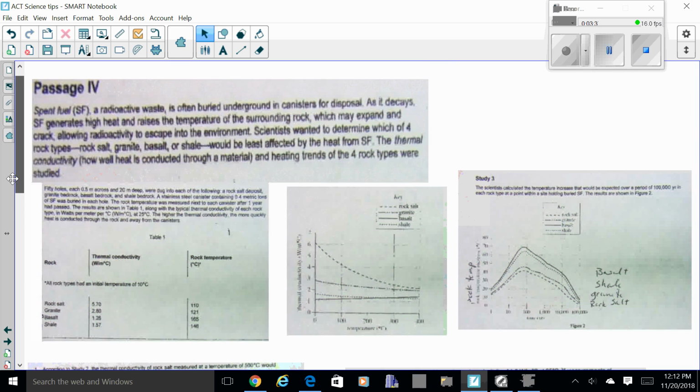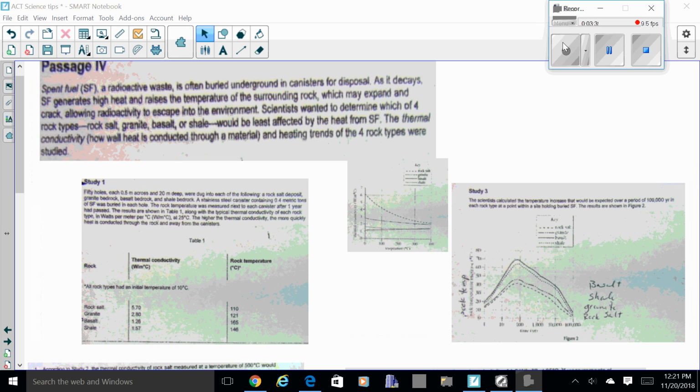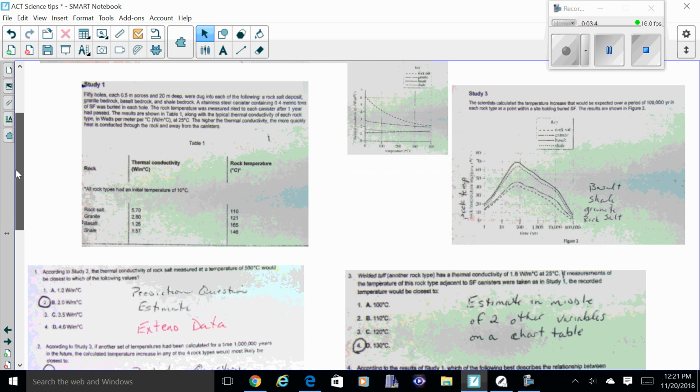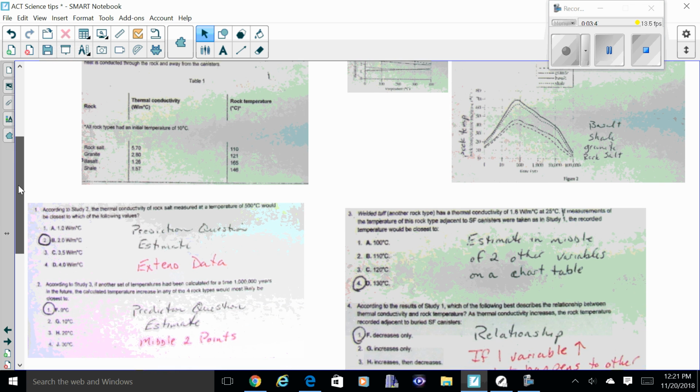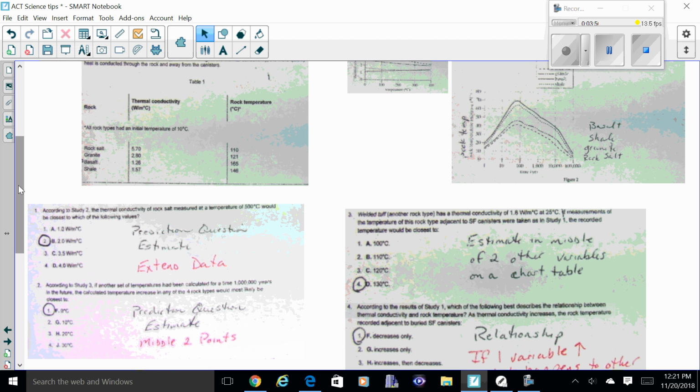Okay, so just like we did last time, we're not going to read anything. We're going to try to save some time, and I'm just going to go to the first question because I always know it's going to be a reading a chart question. So it says, according to study 2, the thermal conductivity of rock salt measured at 500 degrees.